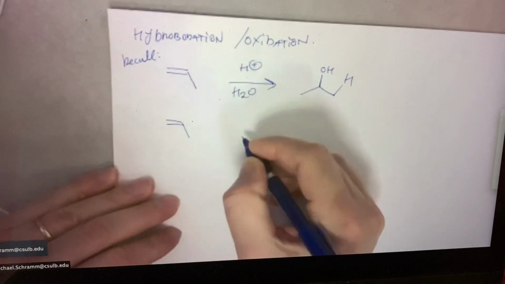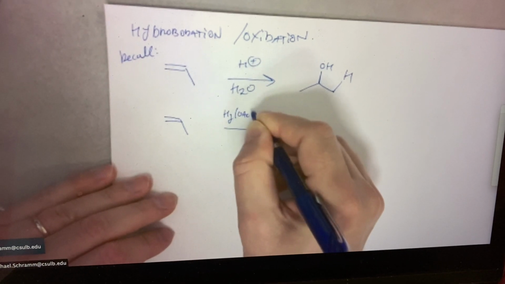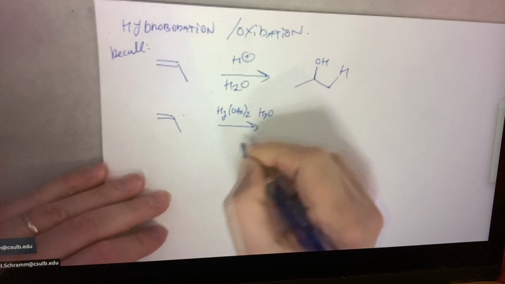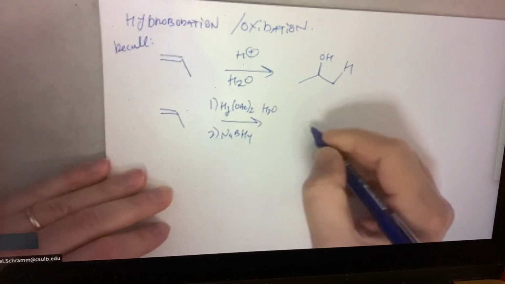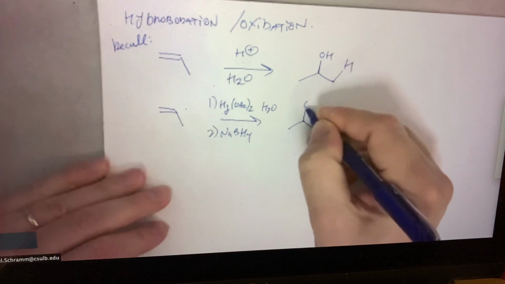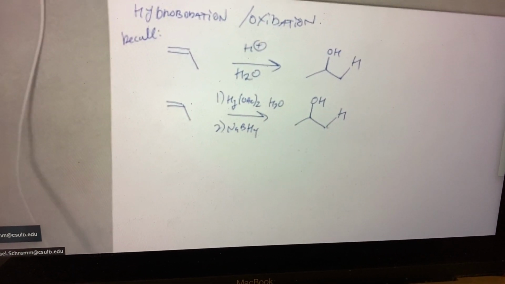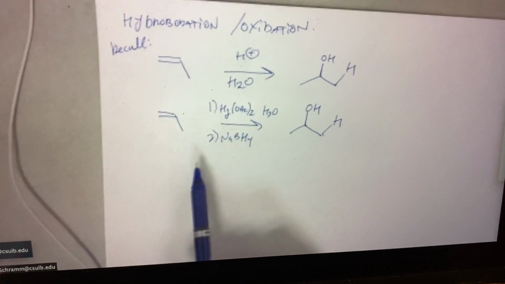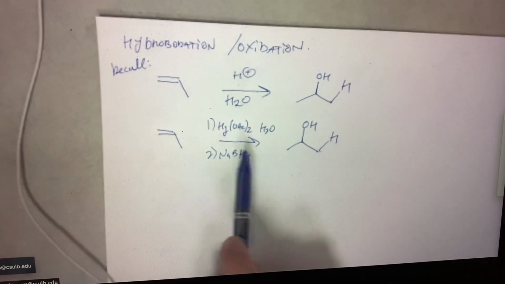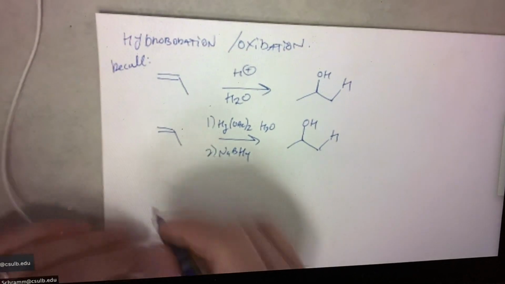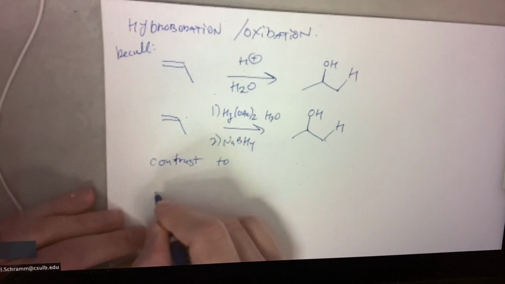Today we learned about another method to do the same reaction. We could use mercury diacetate in water, followed by NaBH4. This will make the same exact alcohol product, same location, more substituted position. But using mercuric acetate, we don't have carbocation intermediates, so we don't have carbocation rearrangement. So there's some differences going on here. And let's contrast this. Same alkene.